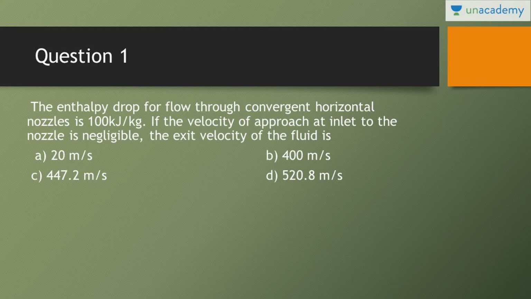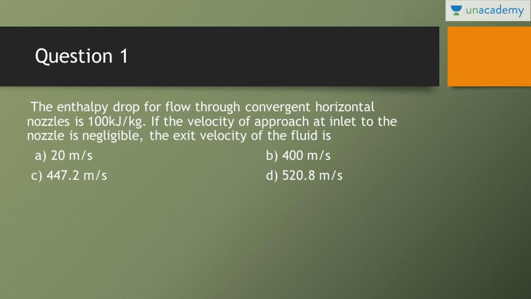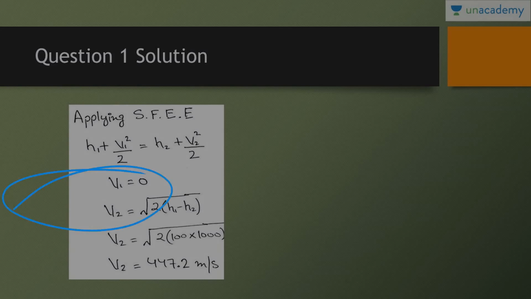That's why it is given as 100 kilojoule, and that's why I have taken it as 100 into 1000. Always keep your numericals in SI unit, joule form, then only you will get the right answer. Don't forget to convert kilojoule into joule. So exit velocity is equal to under root 2 into 100 into 1000, which is 447.2 meter per second. As you can see, the answer is C, 447.2 meter per second.